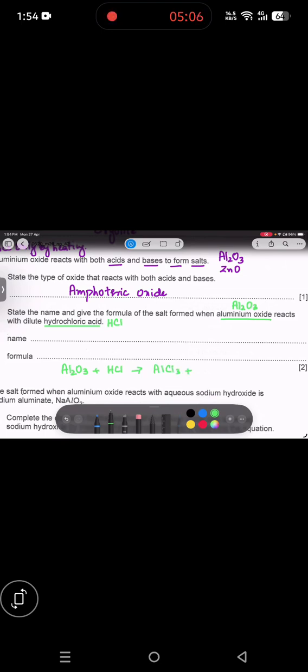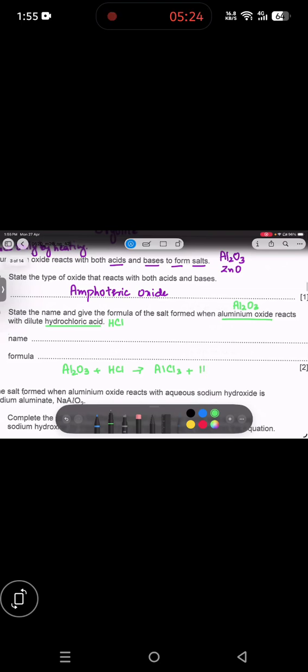Aluminium oxide is right now acting as a base. Basically, the oxide is amphoteric, but it is reacting with the acid, so it acts as a base here. When a base reacts with an acid, that type of reaction is neutralization, with the formation of water. Now, to balance the equation, we have to place a 3 here. If you place the 3 here, then we have to place the 2 for the aluminium chloride and the 6 here. Now, the formula is AlCl3 and the name is what? Aluminium chloride.